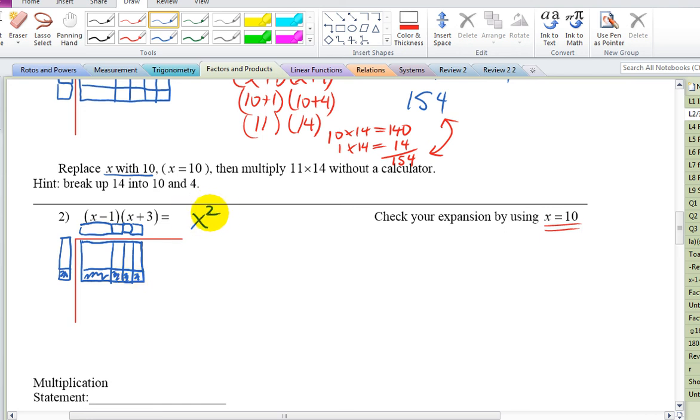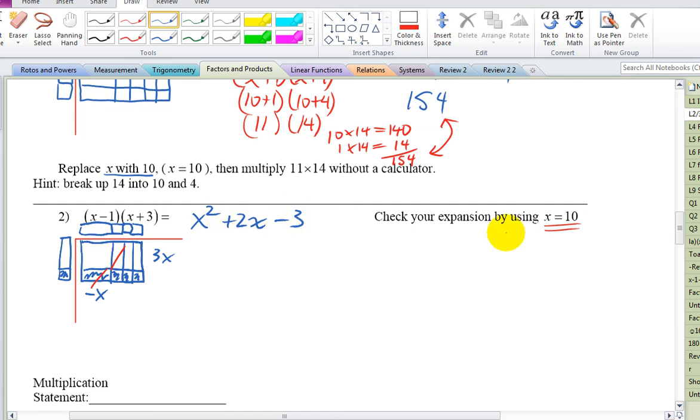X squared. Now what? Plus 2x, but I don't get it. I have 3 here. Here's a 3x. Oh, this is a negative x. So you have 0 pairs forming. So you got to be super careful and cross off 0 pairs first. Now you can see there's a plus 2x. Okay. And the last part would be negative 3.